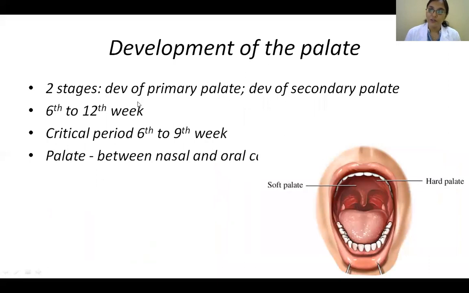Okay, so the development of the palate is in the 6th to 12th week. So up to the 3rd month, the palate will develop, and the critical time for the development of the palate is the 6th to the 9th week. Okay, so the palate, it's two. You have a primary palate and a secondary palate.